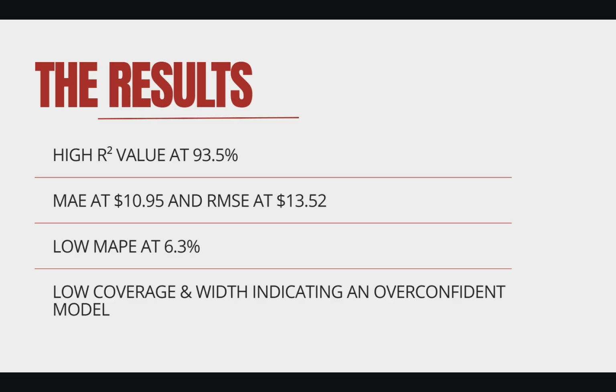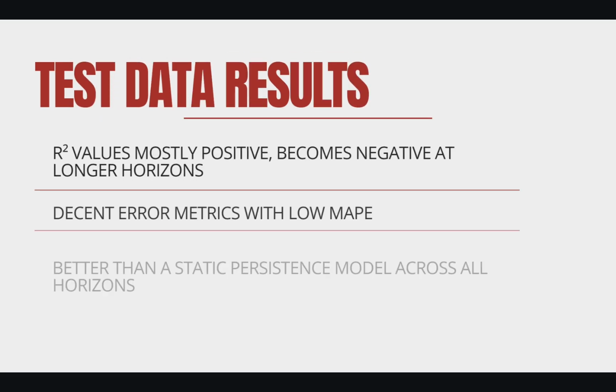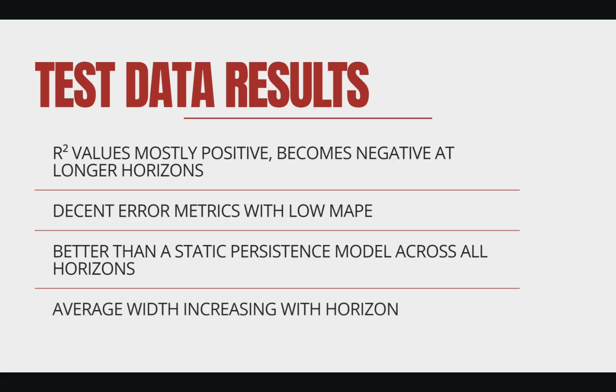The low mean absolute percentage error suggested that the model was generally robust. However, I noticed the coverage was lower than expected for the uncertainty interval, and the average width was narrow. This meant the model was a bit overconfident. Then I tested the model on 2019's data across multiple forecast horizons. To evaluate Prophet's performance, I compared it against a static persistence model, also known as a naive model.